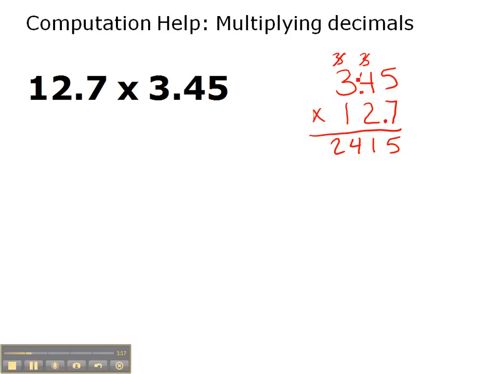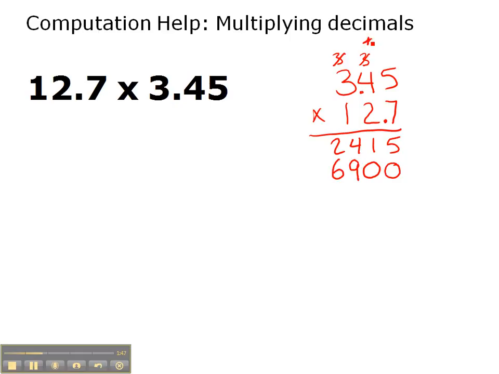Cross out these numbers that we carried so they won't confuse us as we multiply by the tens place. Now this 2 is not a 2, it's 20. It's 2 in the tens place. Remember, we're ignoring the decimals right now. So if I'm multiplying by 20, or multiplying by 2 tens, I need to start with a placeholder in the ones place. Okay, now 5 times 2 is 10. Carry the 1. 4 times 2 is 8, plus 1 is 9. And 3 times 2 is 6.